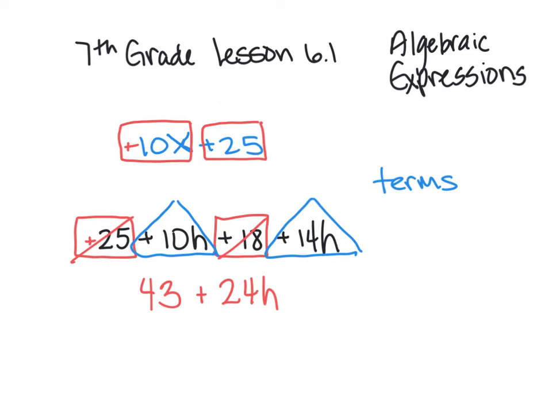So that could be our answer. It could be written that way, or it can be in reverse, as long as you take the sign with it. That's a positive 24h, and this is a positive 43. So I just swapped them around. That's okay to do, as long as you're taking the sign that's in front of them with it.